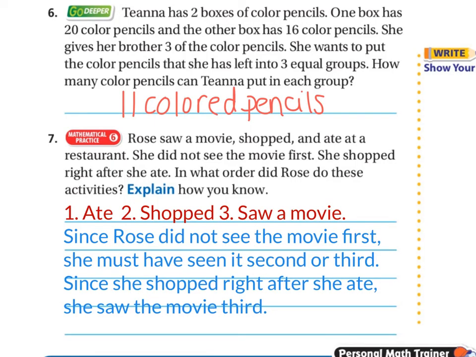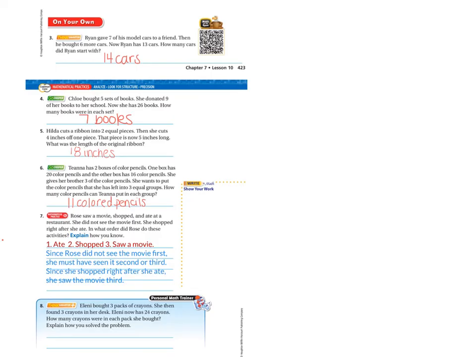For number 7, if you got first, ate, second, shopped, third, saw a movie, please continue to read the explanation now. Pause the video and read it. If you had something along that same explanation, you may jump ahead to number 8. The biggest clue for number 7 was this sentence right here. She shopped right after she ate.